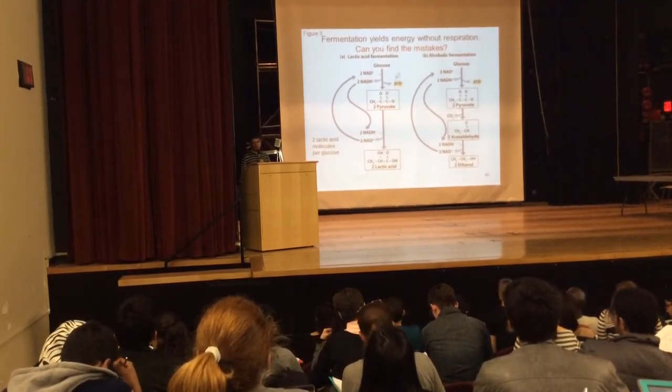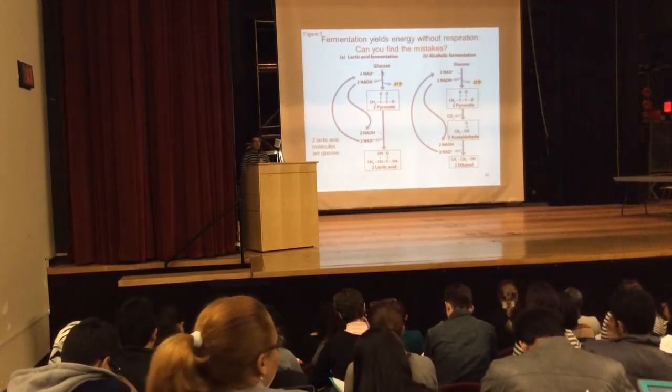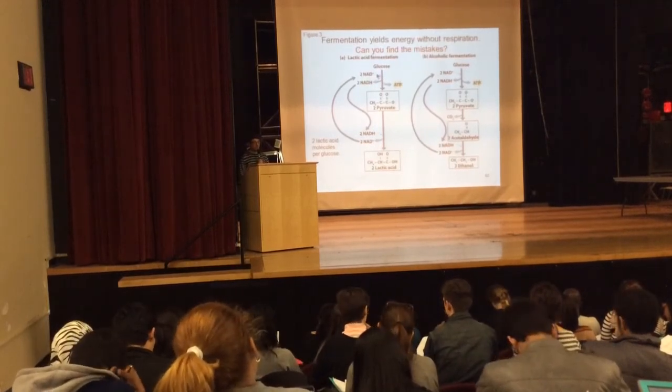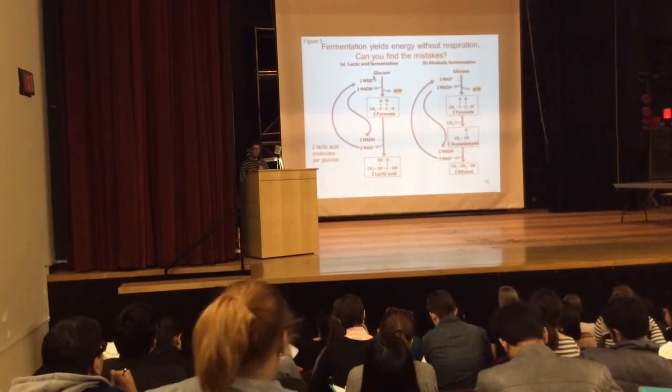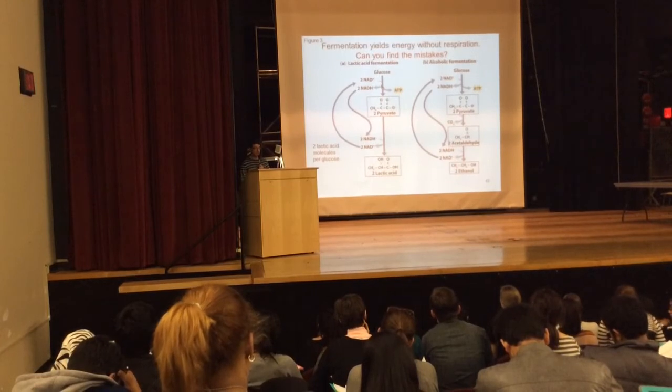Two ATPs. It should be making 2 ATPs, not 1 ATP. But that's beside the point. The other thing that you need in glycolysis is this molecule, NAD+, to make NADH. That's part of the reactions in glycolysis.